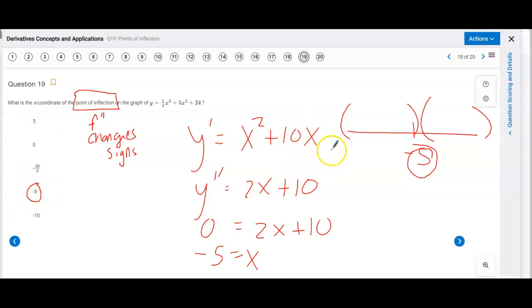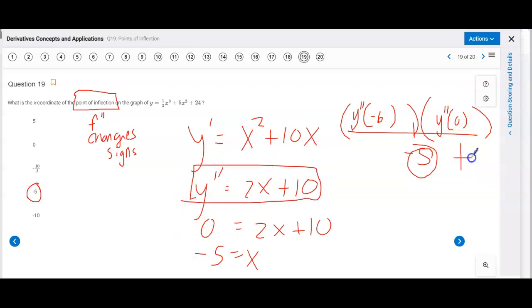But just for the heck of it, let's go ahead and check our answer anyway. I'm going to plug in something less than -5, like -6, and then something greater than -5, like 0. If I plug 0 into this, I get 10, so that's positive. If I plug in -6, I get -2, so that's negative. And yep, sure enough, it is changing signs at -5. So like I said, -5 will be a point of inflection.